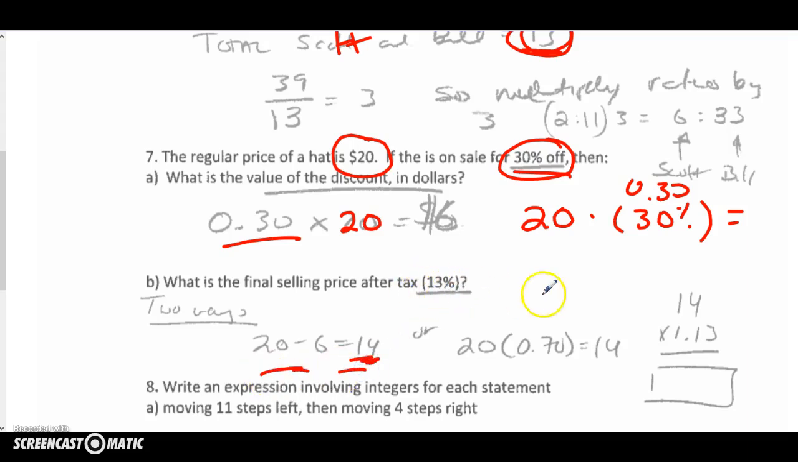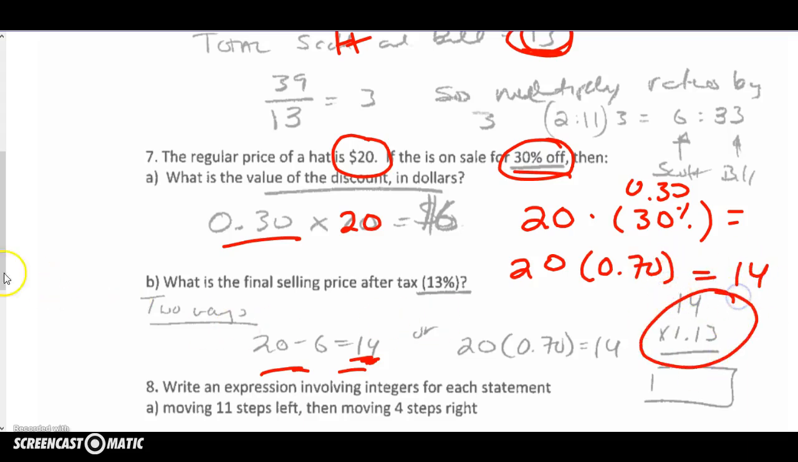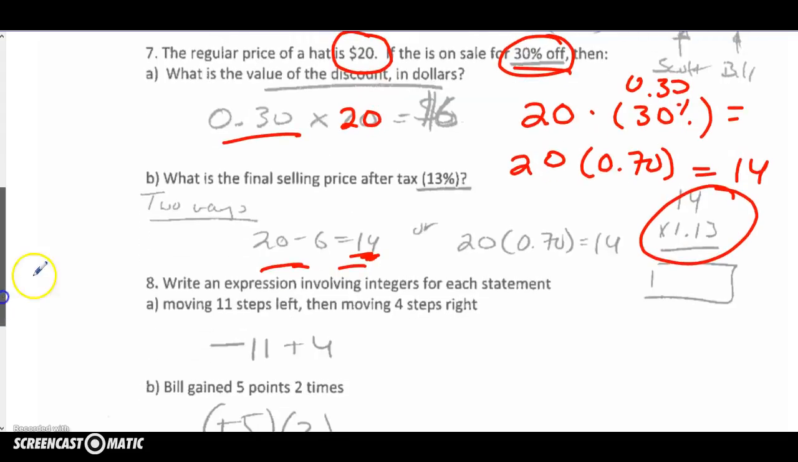Another way to deal with this is to say what's left. If it's 30% off, then that means that 70% remains. So you're going to multiply by 0.70 or 70%, and you're going to get 14, same thing. And then you multiply that by 1.13 to find out the total. Or you can multiply by 0.13, get the tax, and add it back onto $14.